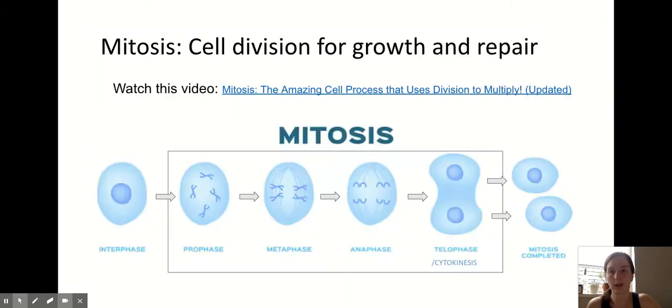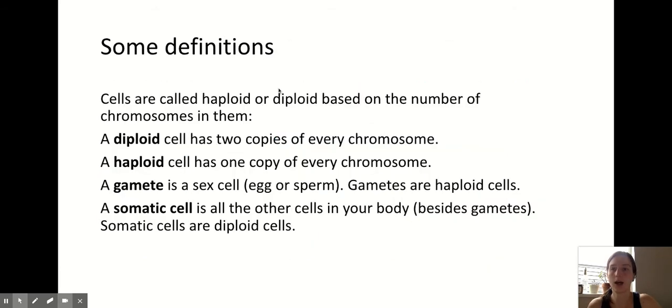And there's a video here you guys can watch later. Okay, so some definitions. These terms are going to come up when we're talking about heredity, so when we're talking about how you get your DNA, your chromosomes from your parents. So we call cells haploid or diploid based on the number of chromosomes in them. So a diploid cell, di for 2, it has 2 copies of every chromosome.